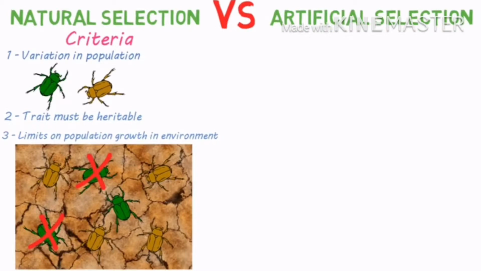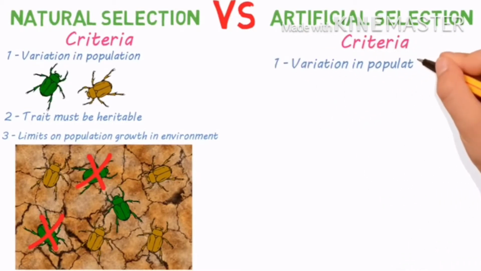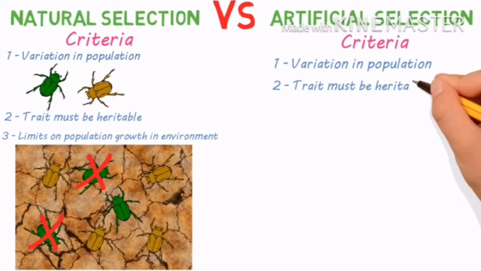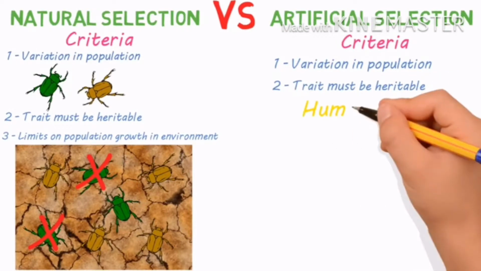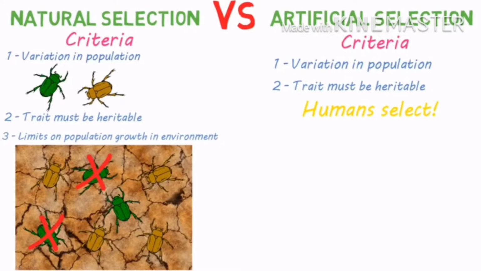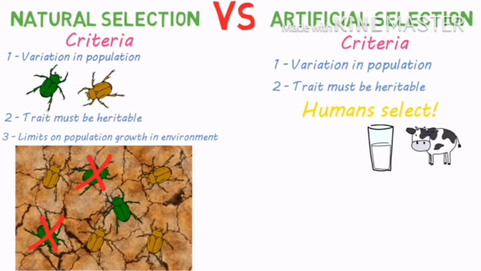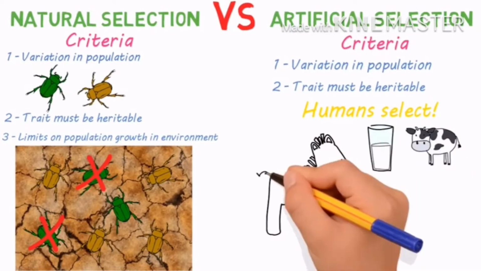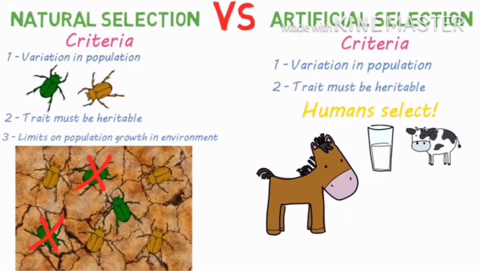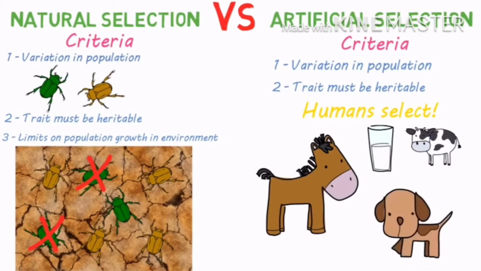So artificial selection requires only 2 of the 3 criteria. That is variation in the population and that the trait is heritable. The difference with artificial selection is that humans decide which traits are passed on, not nature. Right? Artificial selection is used in agriculture and animal breeding all the time. People want cows that produce the most milk, so they only breed cows that produce high amounts of milk. They don't breed the ones with low milk production. Likewise, horses have a variety of breeds with a variety of jobs, and breeders use artificial selection to make that happen. All the household dogs we have are a result of artificial selection throughout the years.